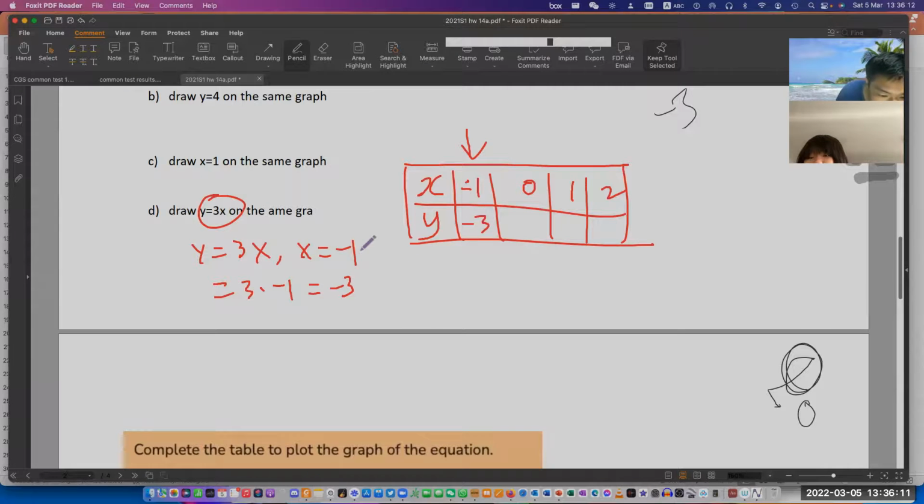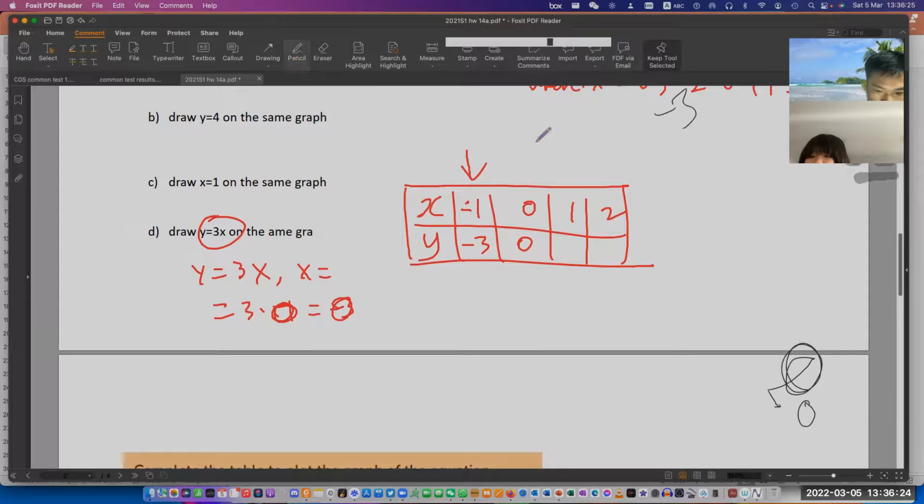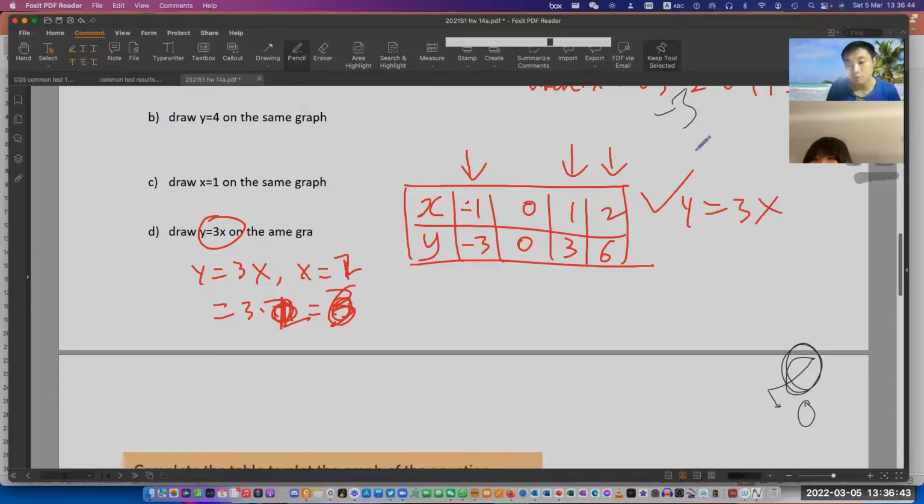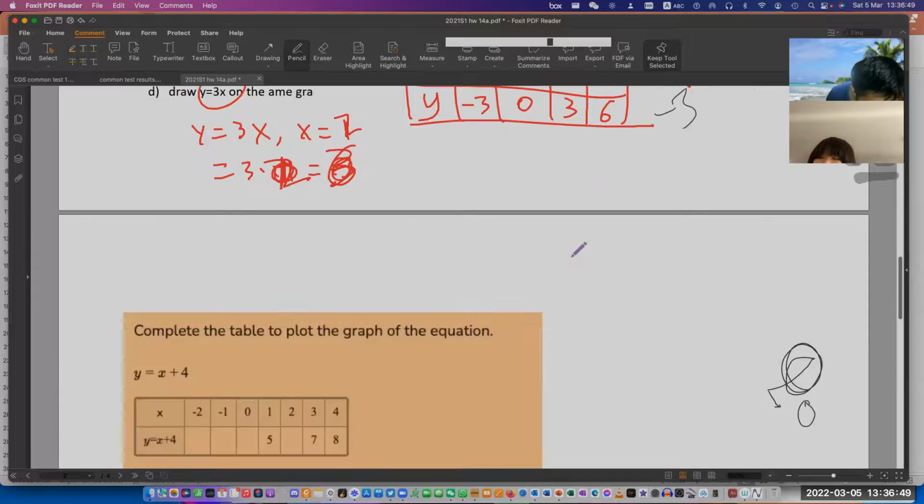Instead of -1, now it's 0. So I replace with 0, and you get 0. Next, x equals 1, replace by 1, 3 times 1 is 3. One more point, 2. Put 2, 3 times 2 is 6. Once you get this, easy. Plot the points out. That's how you sketch y equals 3x. Are you clear? Okay, good.